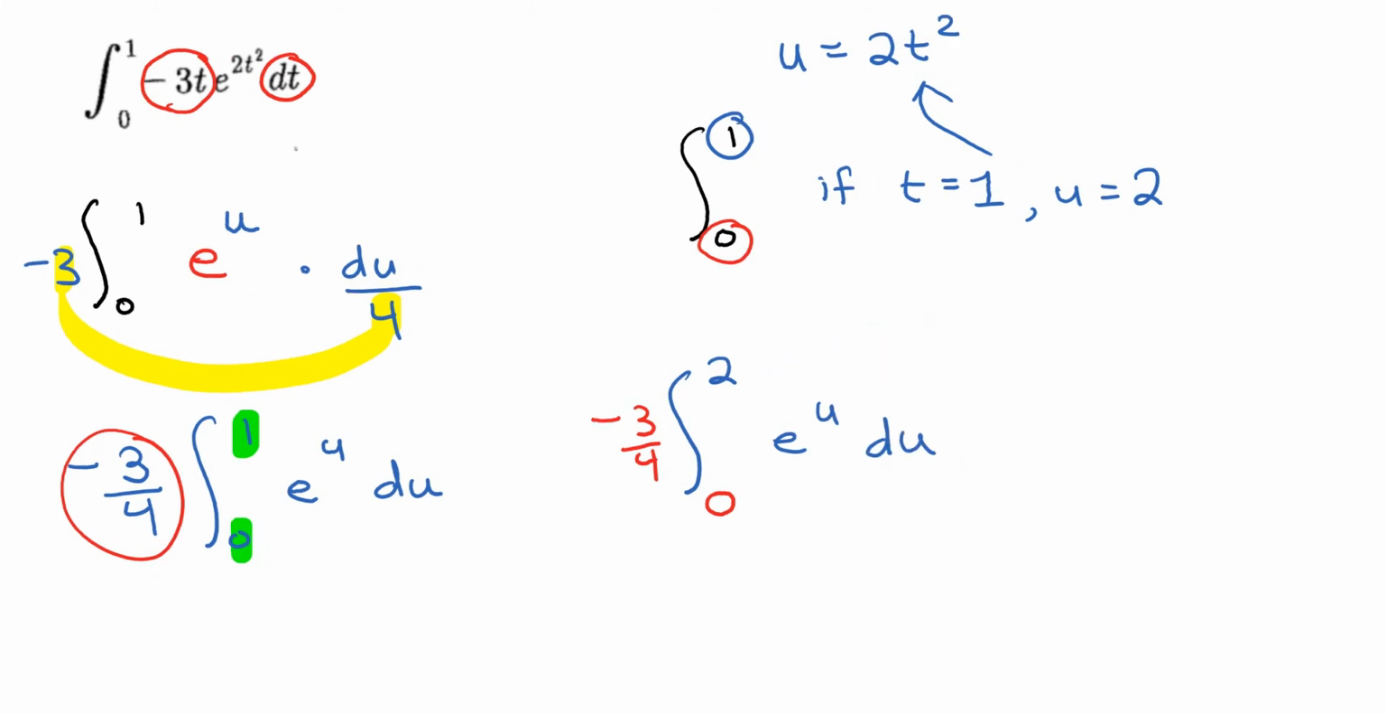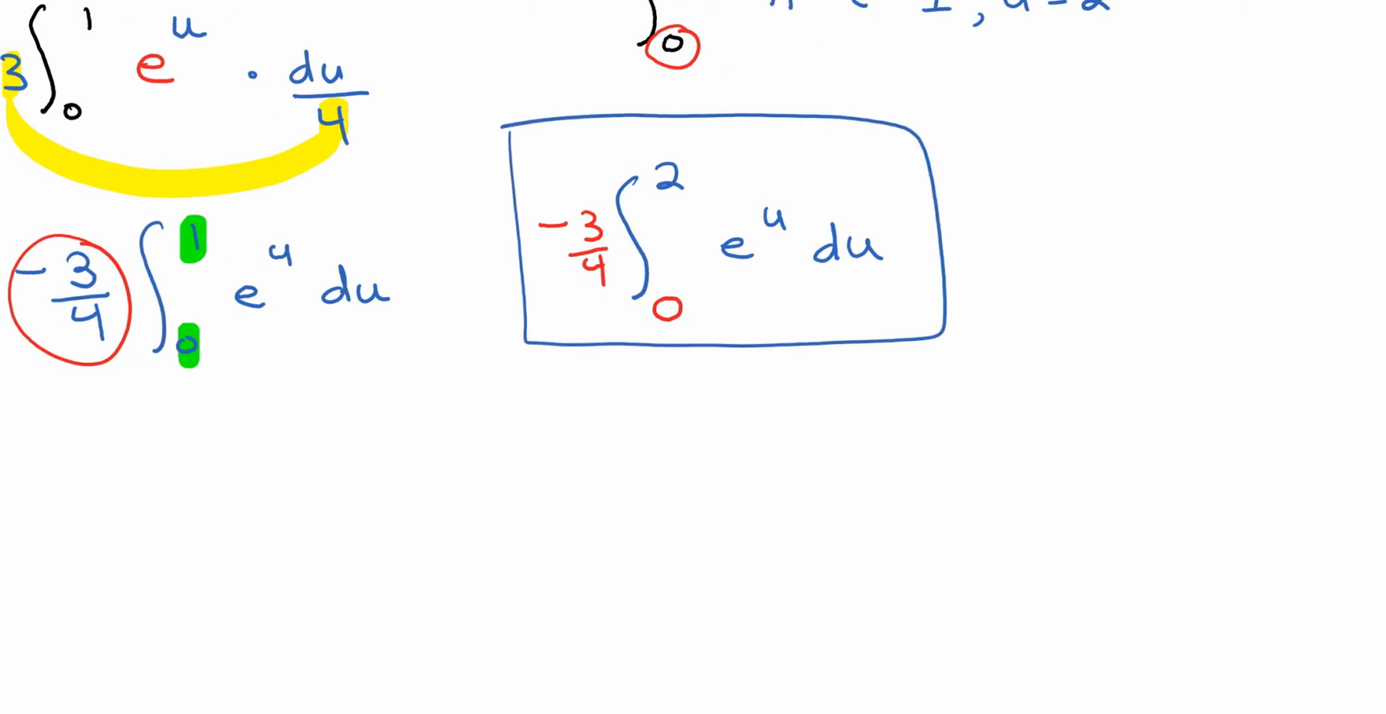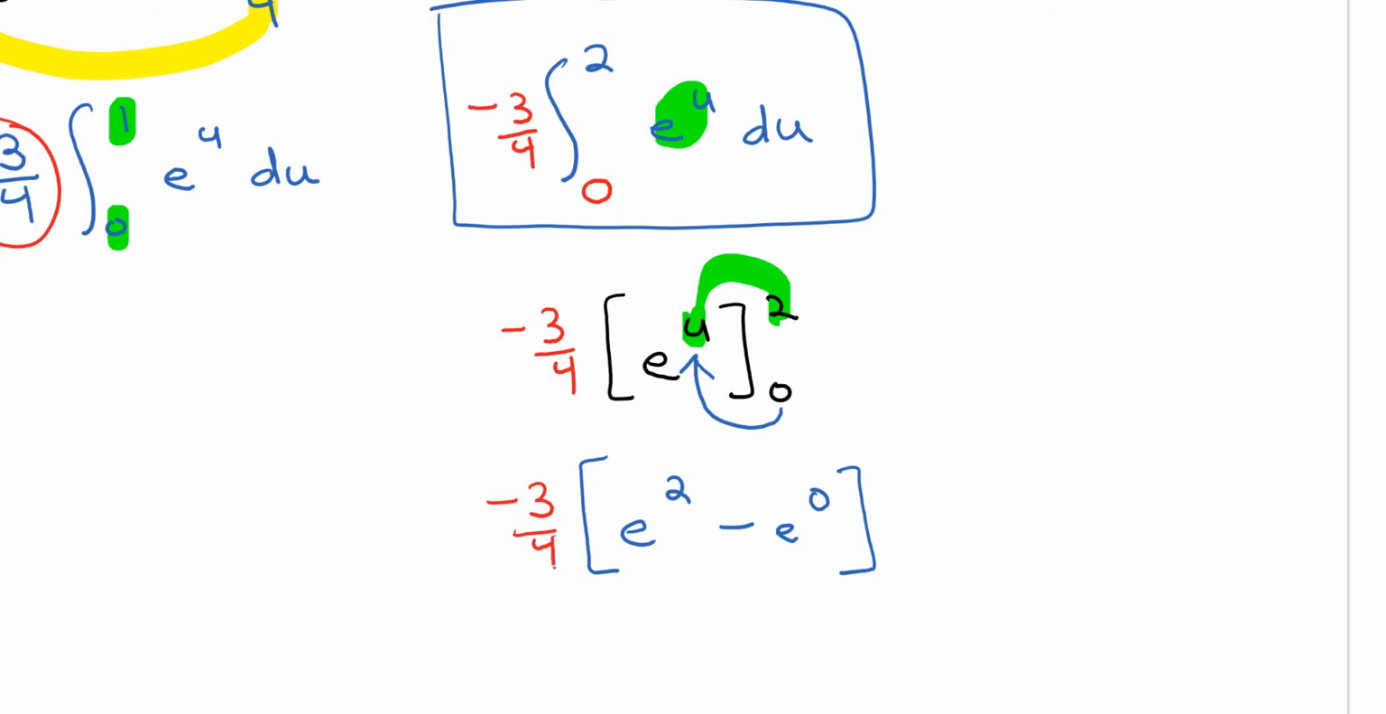Alright, so I have taken my integral, and I have finally rewritten it in a way where I can find the antiderivative. The antiderivative of e to the u is going to be e to the u, and then square brackets, lower bound, upper bound, and -3 over 4 in the front. And then let's go ahead and evaluate this. The 2 would go in for the variable u, so this will be e to the power 2 minus, and then the lower bound, e to the power 0. And then the -3 over 4 would come out in front.